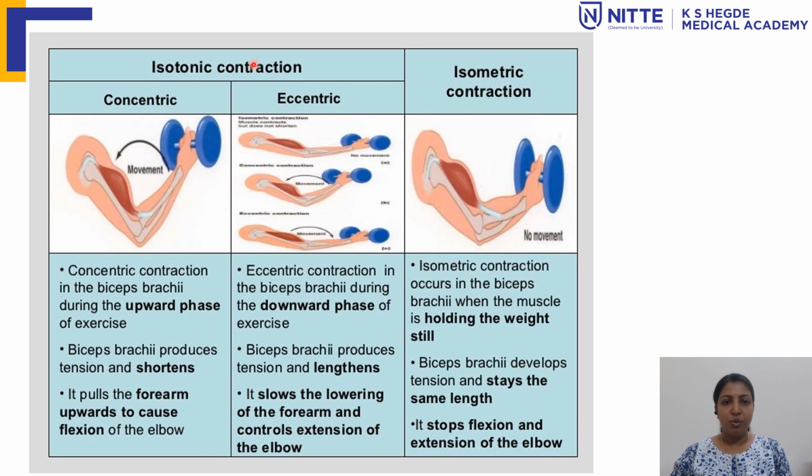So in case of isotonic contractions, we have the concentric. So when you're holding the dumbbell and then you flex your arm, the contraction happening is called concentric contraction. Okay. So the biceps brachii produces tension and shortens. Whereas in eccentric contraction, when you flex your arm, it is called concentric. When you extend your arm holding a dumbbell, it is called eccentric contraction. Okay. So there is lengthening of the muscle, that is called eccentric contraction.